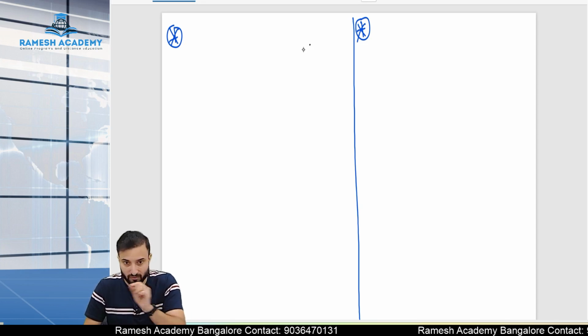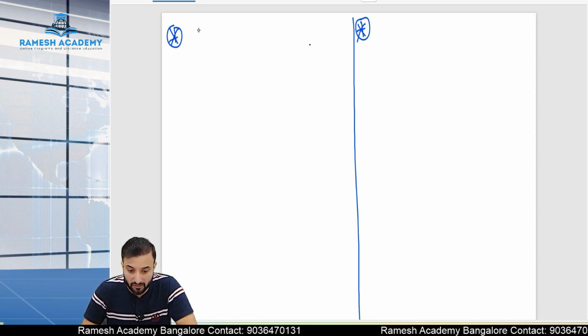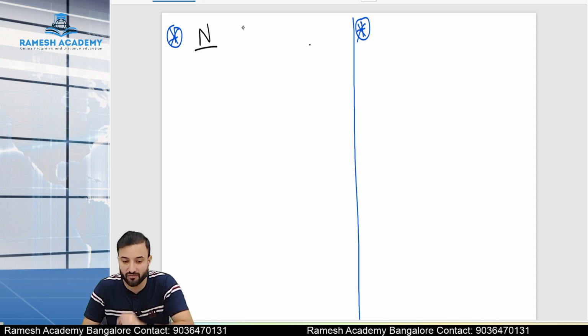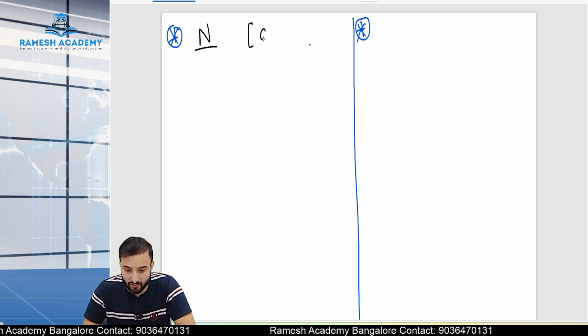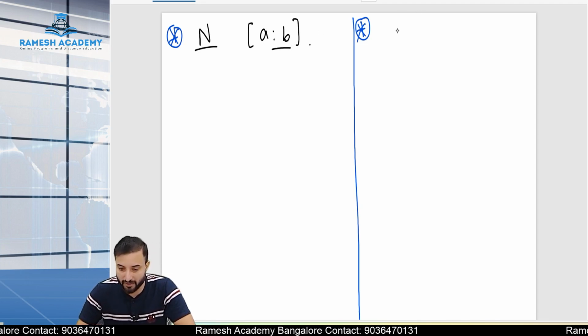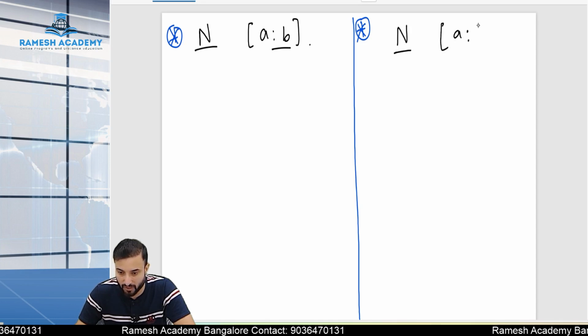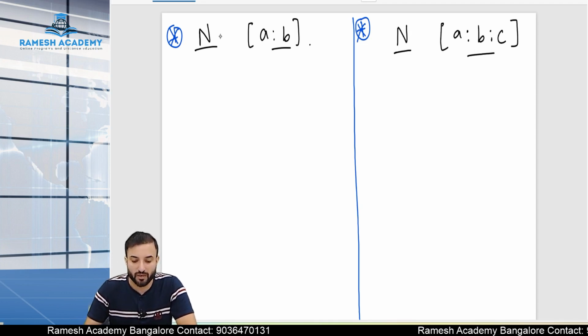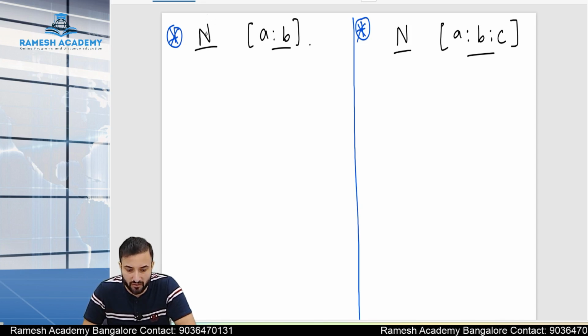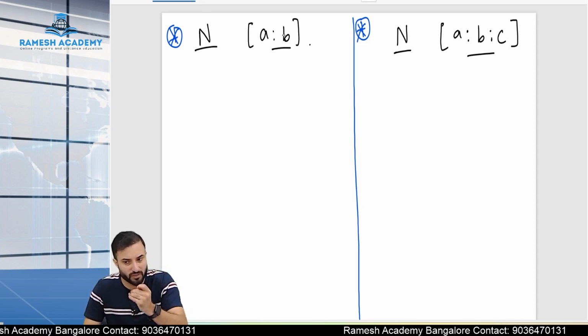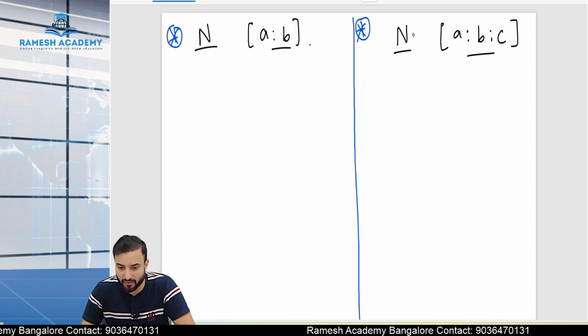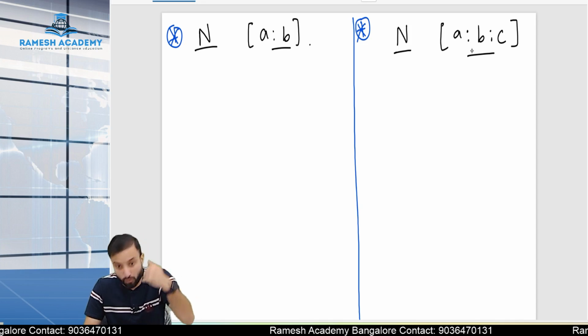Now what next? The next one is, suppose any number n is given and that divides in the ratio A:B. And here, similarly, any number is given and that is in the ratio of A:B:C. So this is any number given which is in the ratio A:B, and here any number is given which is in the ratio of A:B:C.